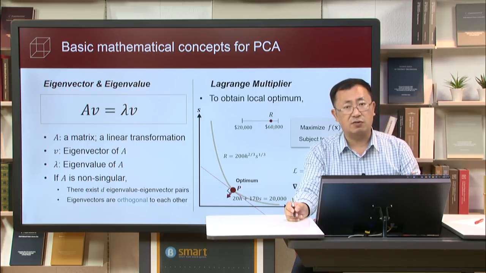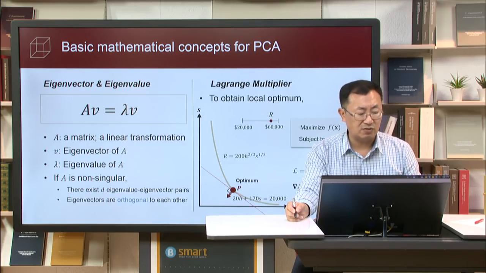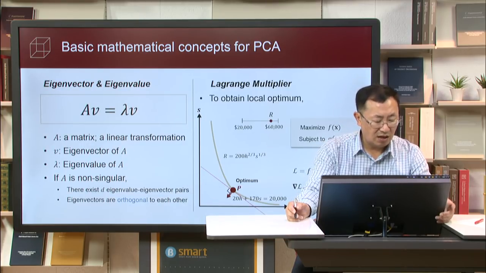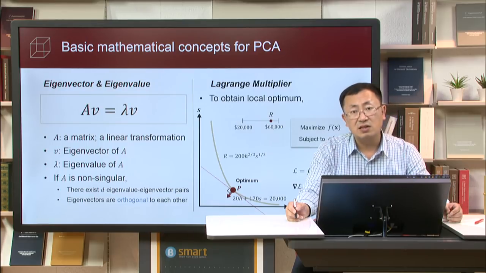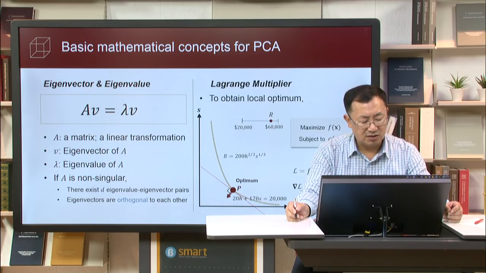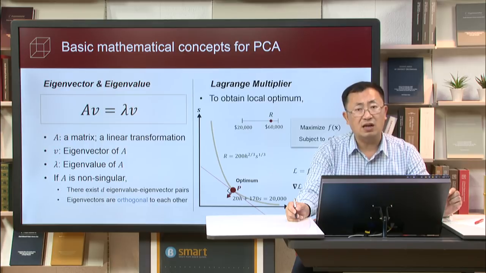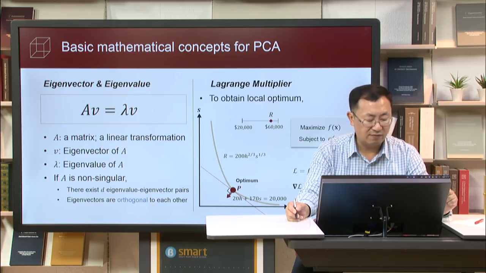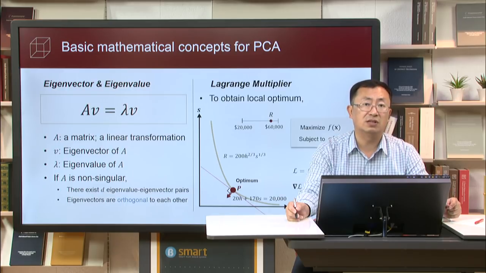And there are some properties of eigenvectors and eigenvalues. If A is non-singular and there exist eigenvalue and eigenvector pairs, and at the same time, the eigenvectors are orthogonal to each other.